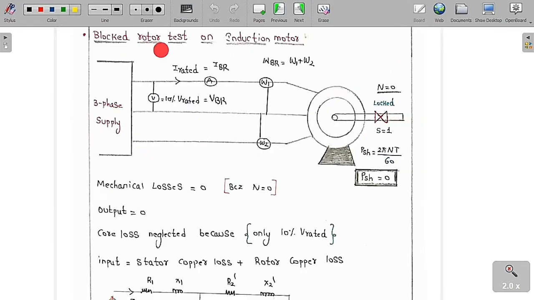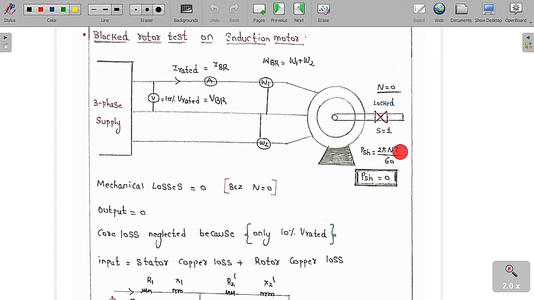So now we are going to perform the blocked rotor test on the induction motor. Simply we can say we are blocking the rotor. Blocking the rotor means we are forcefully stopping the rotor from moving, so its speed is equal to 0. As NR is equal to 0, then definitely S is equal to 1 because it is locked. So therefore slip is equal to 1.